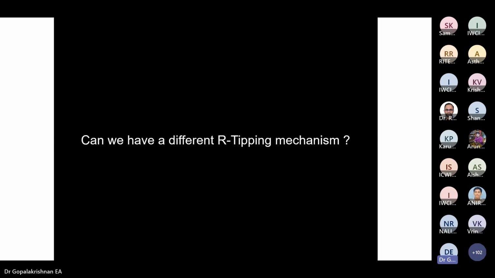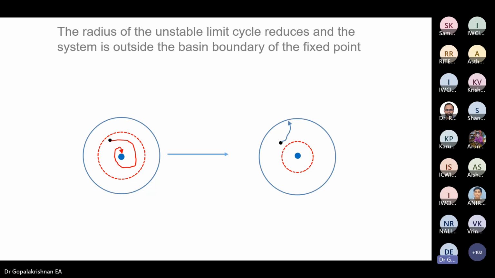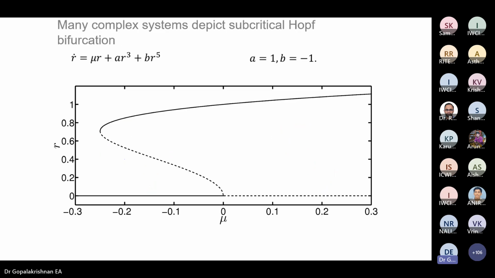Now we worked out another way of introducing this R-tipping, which is known as preconditioned R-tipping. What happens if the radius of this red circle is reduced at a rate higher than the rate at which the trajectory is decaying? Then also we were able to achieve this R-tipping, which is known as the rate dependent tipping. Now this is the pictorial representation of that. This is a bistable system, and this is the mathematical model of the bistable system.